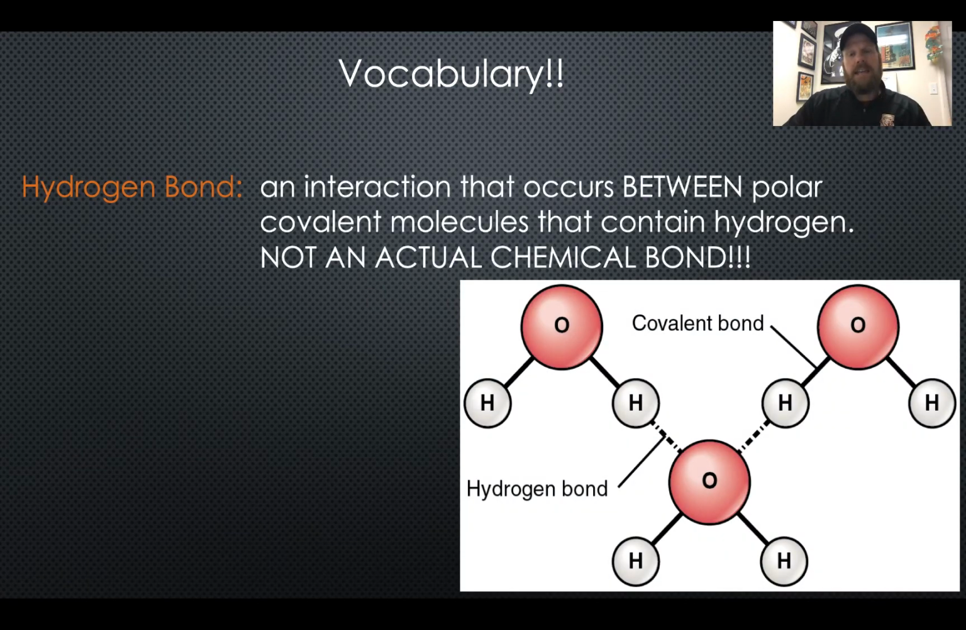A hydrogen bond is not an actual chemical bond. Whereas a chemical bond, like an ionic or covalent bond, happens within the molecule, a hydrogen bond occurs between two molecules. So a hydrogen bond is an interaction between two polar covalent molecules that happen to contain hydrogen. The partially positive hydrogen from this water molecule is attracted to and interacts with the partially negative oxygen of a different water molecule.